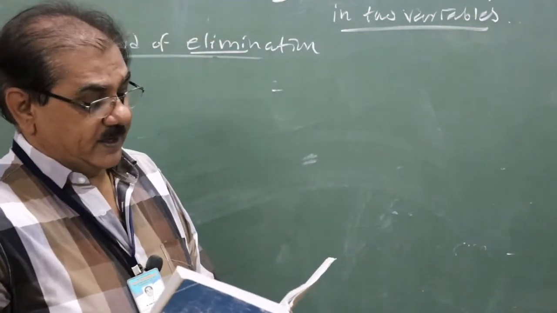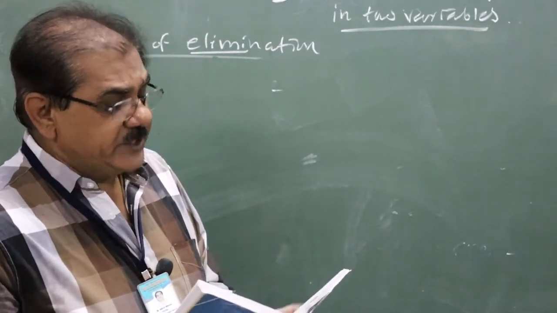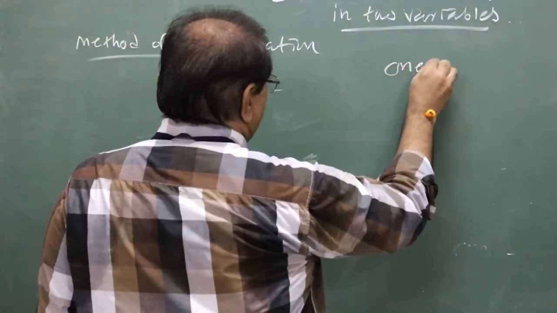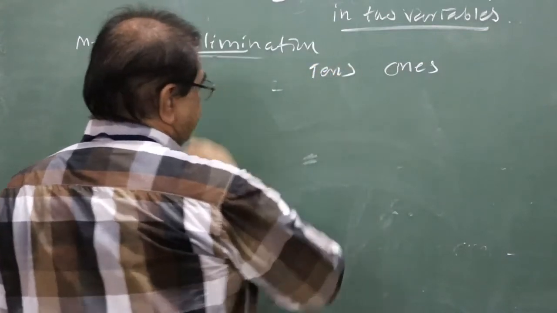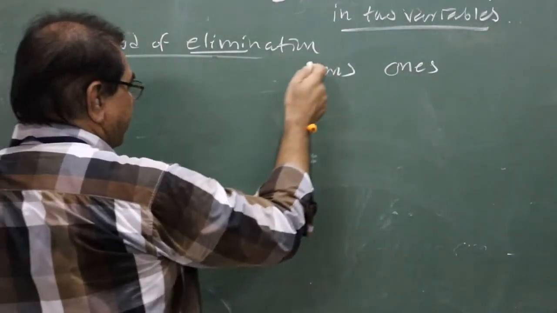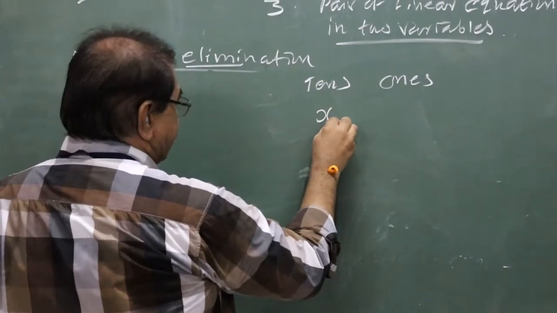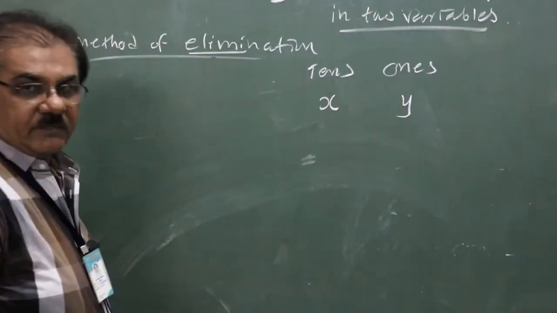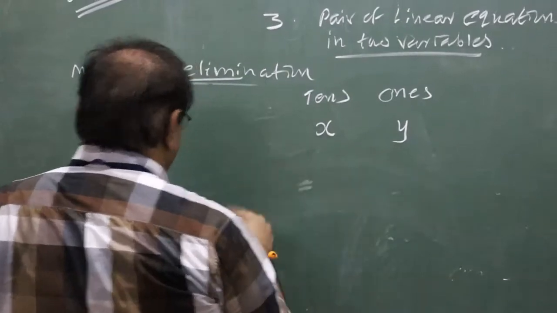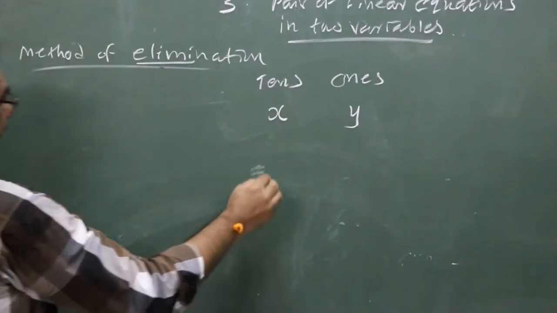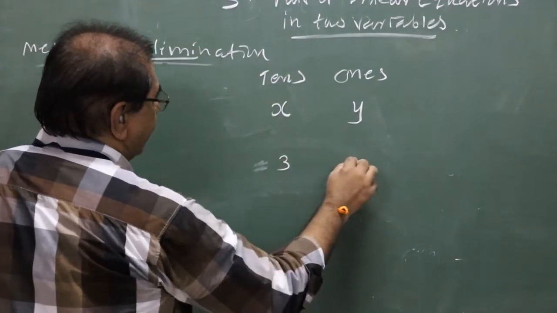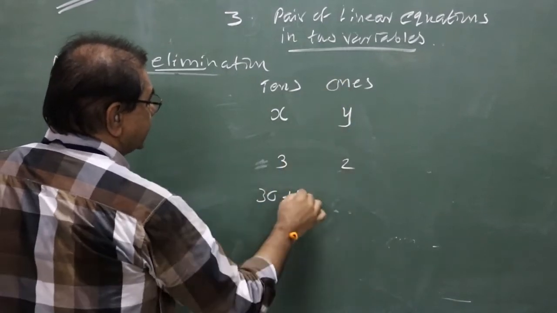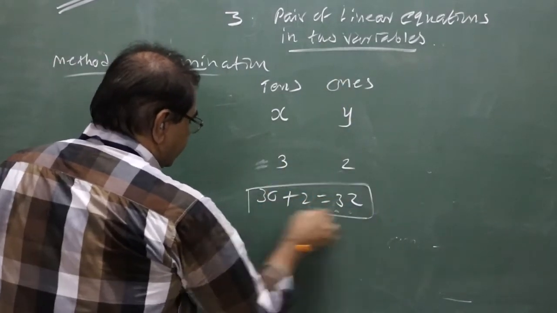Now, read the question properly. The sum of a two-digit number. We know that when a number has two digits, there are two places, ones place and tens place. So we have to assume that the digit at the tens place is x and the digit at the ones place is y. Then what is this number? I explain with another example. Suppose at the tens place there is 3, at the ones place it is 2. So 3 tens are 30, 2 ones are 2, the answer is 32. So this is the number.